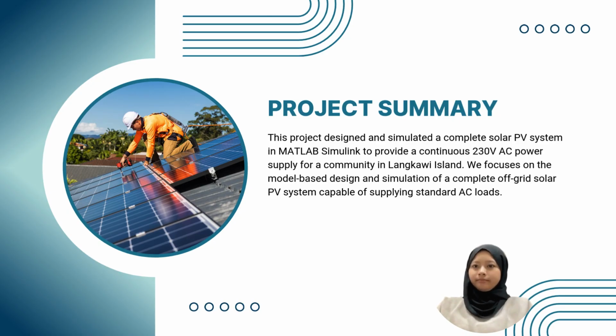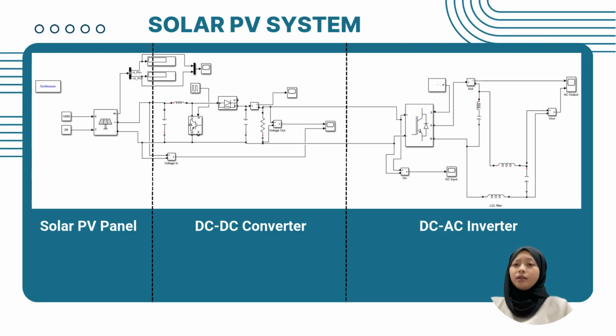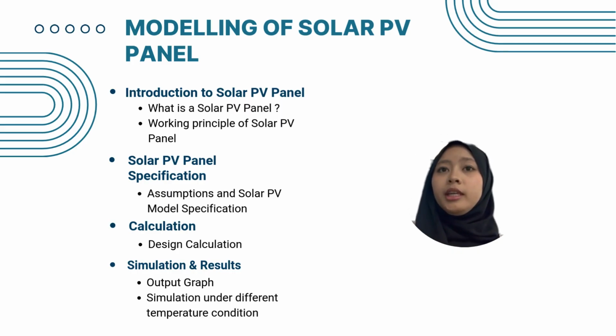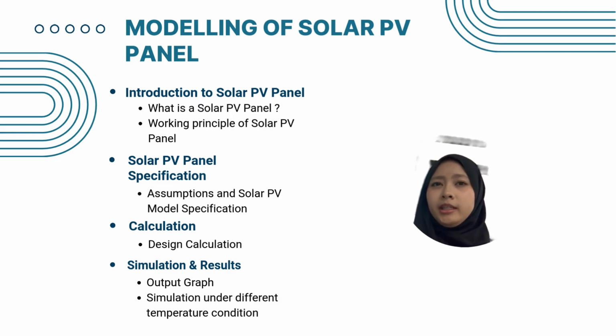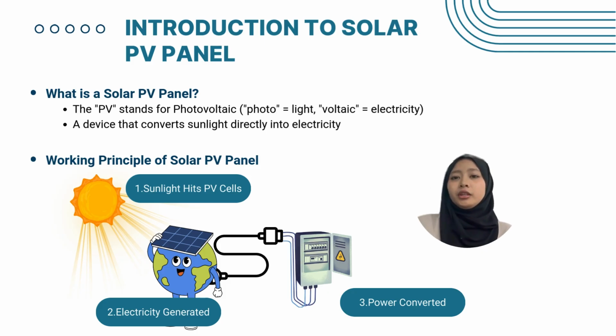AC loads in homes. This is our general solar PV system. Our system is divided into three fundamental subsystems, which are the solar PV array, the DC-DC converter with maximum power point tracking, and the DC-AC inverter. I will continue with the modeling of the solar PV panel. My part is divided into four: introduction to solar PV panel, specification, calculation, and also simulation and result. Firstly, I will start with the introduction to the solar PV panel.